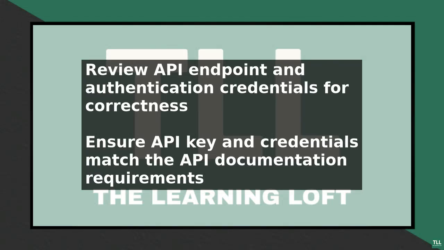To troubleshoot Bill.com API documentation, start by reviewing the API endpoint you are trying to access. Ensure you have the correct API key and authentication credentials. Check the API documentation for any specific requirements or restrictions on API usage.